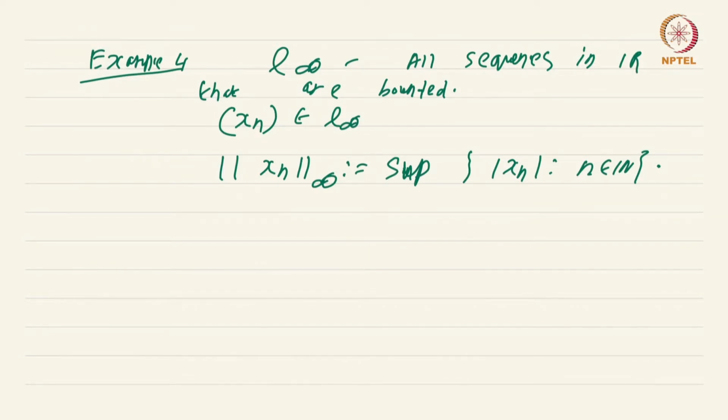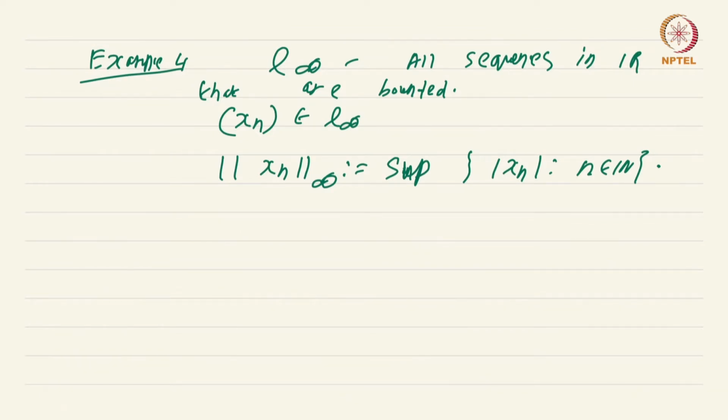For instance, if you take the sequence 1 minus 1 by n, the norm of that sequence is actually 1, and 1 is not really an element of this sequence. Okay, so I want you to check the details of these examples. Make sure that you understand why in each case the space under consideration is a vector space and why indeed that it is a norm.